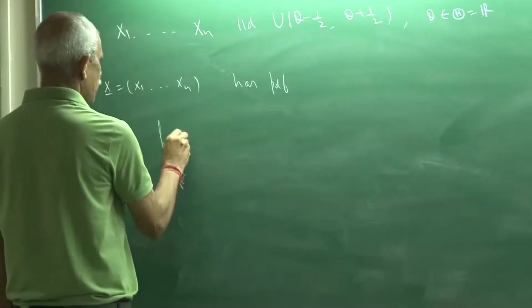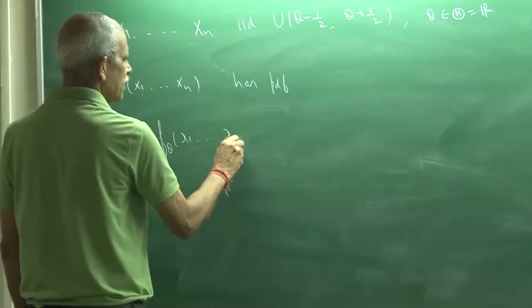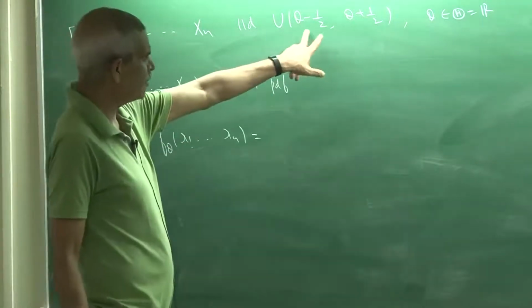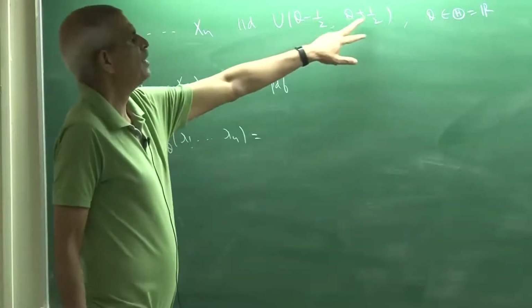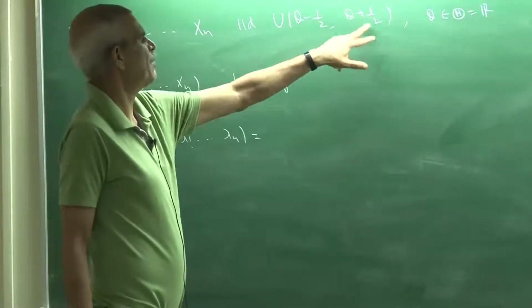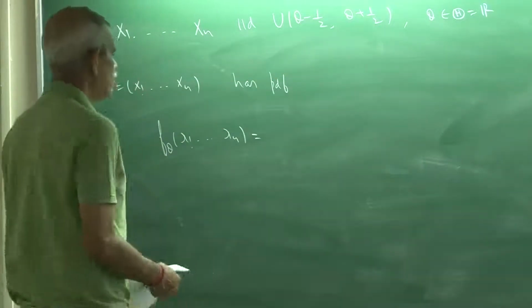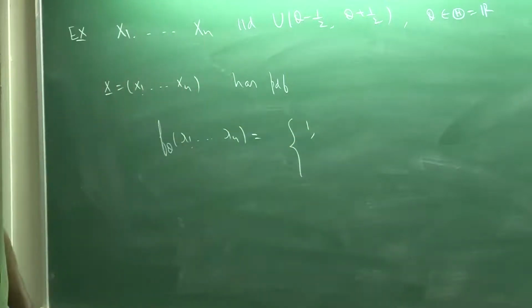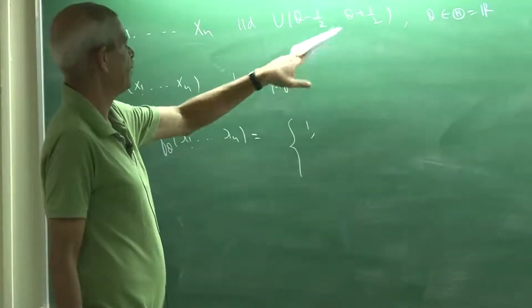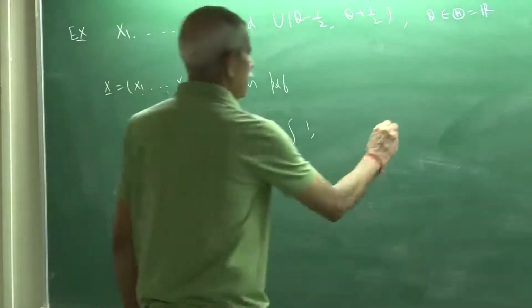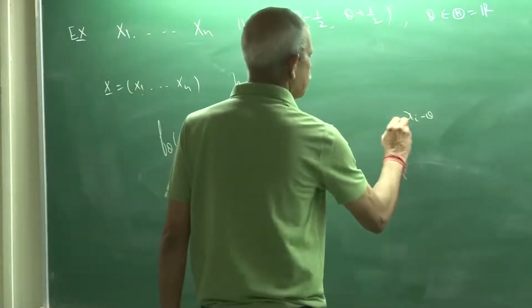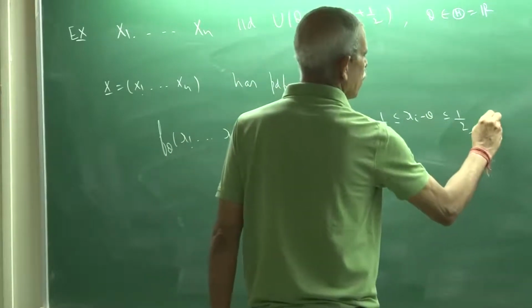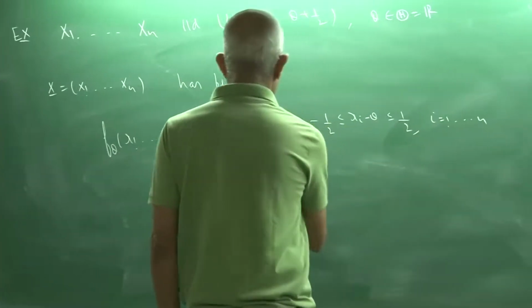let us say f theta of x1, x2, ..., xn, which is the product of marginals. I look at the marginal, it is 1 upon b minus a, so theta plus half minus theta minus half, which is 1, provided each xi is between theta minus half and theta plus half. That means provided xi minus theta lies between minus half and half for i equal to 1 to n, and 0 otherwise.